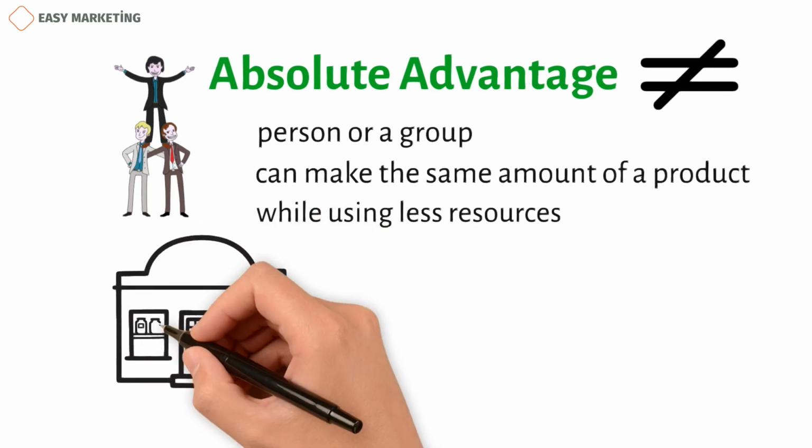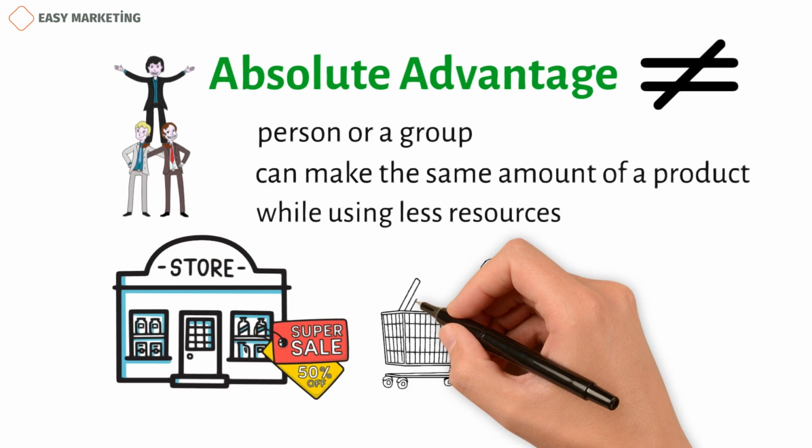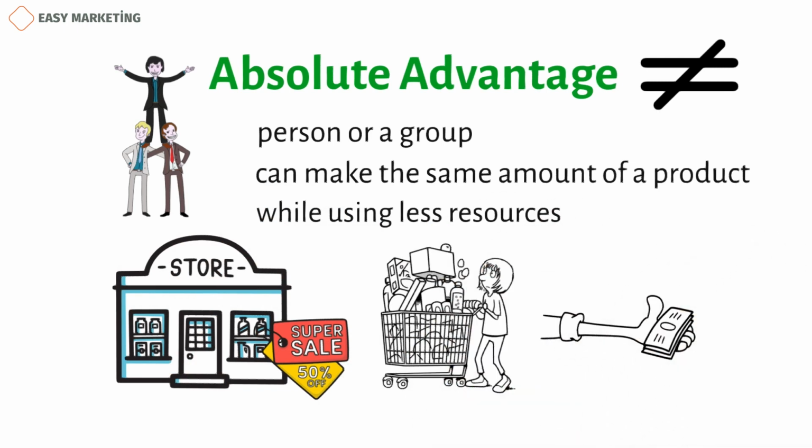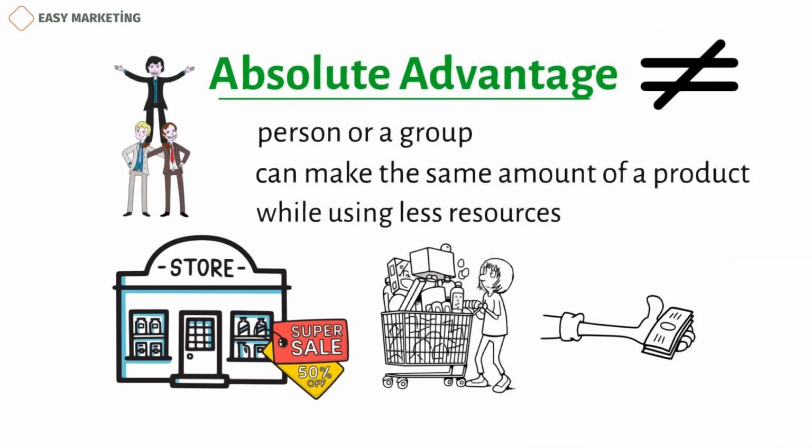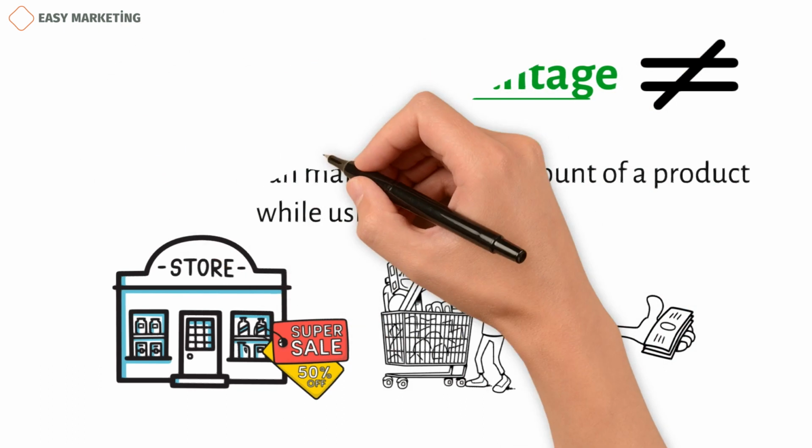When you go to a store and see a sale, you can buy the same number of items you usually buy without spending as much money as you usually do. Absolute advantage is similar. If you have an absolute advantage over another producer, you can make more goods or services with less cash or raw materials.